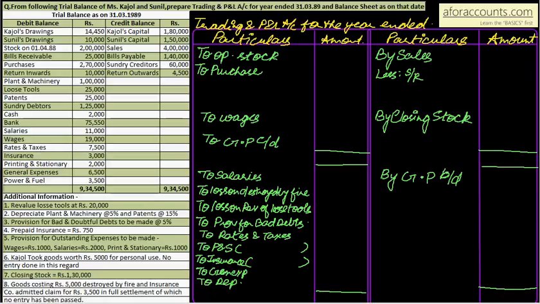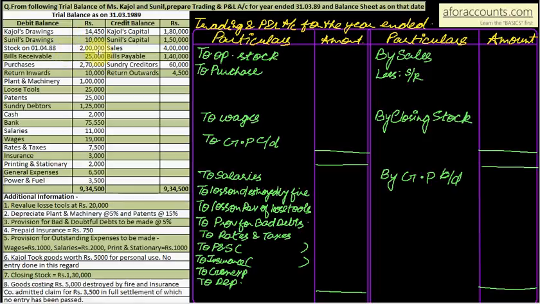Next question on final accounts with partnership. From the following trial balance of MS, Kajol and Sunil, prepare trading account and profit and loss account for the year ended 31/3/89 and balance sheet as on that date. Okay, so we have two partners, so we will also make partners capital account. So we have been given Kajol's drawing, Sunil's drawing, that will go to your partners capital account.